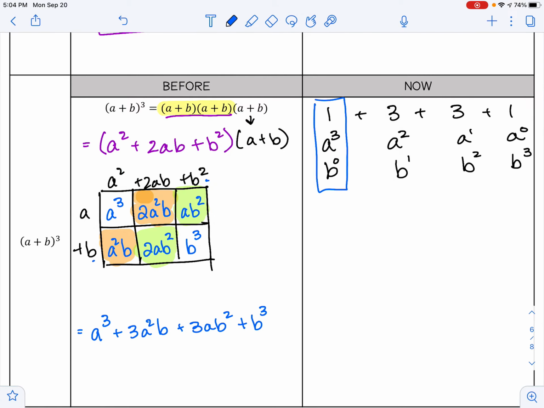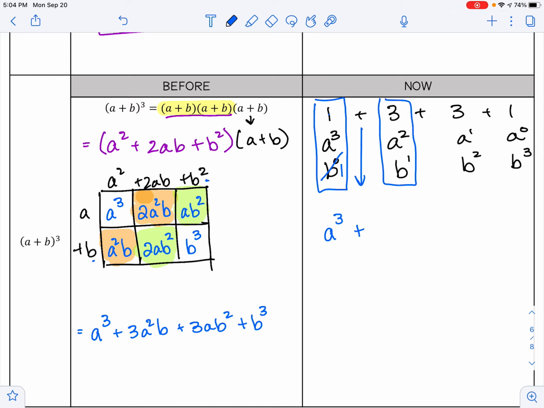So now I can go ahead and figure out each column. So here's my first column. Anything raised to the 0th power is 1. 1 times A cubed times 1 is A cubed. I'm going to bring down my plus sign.